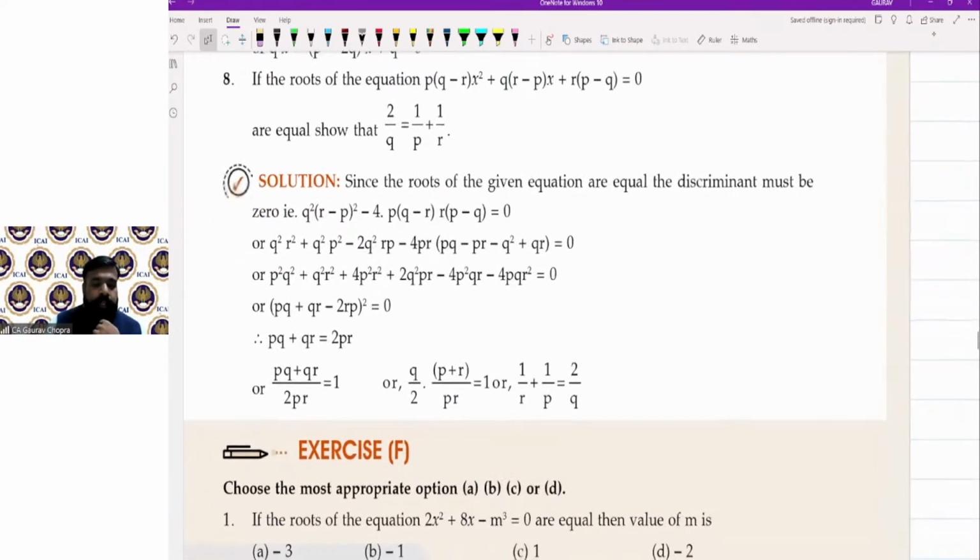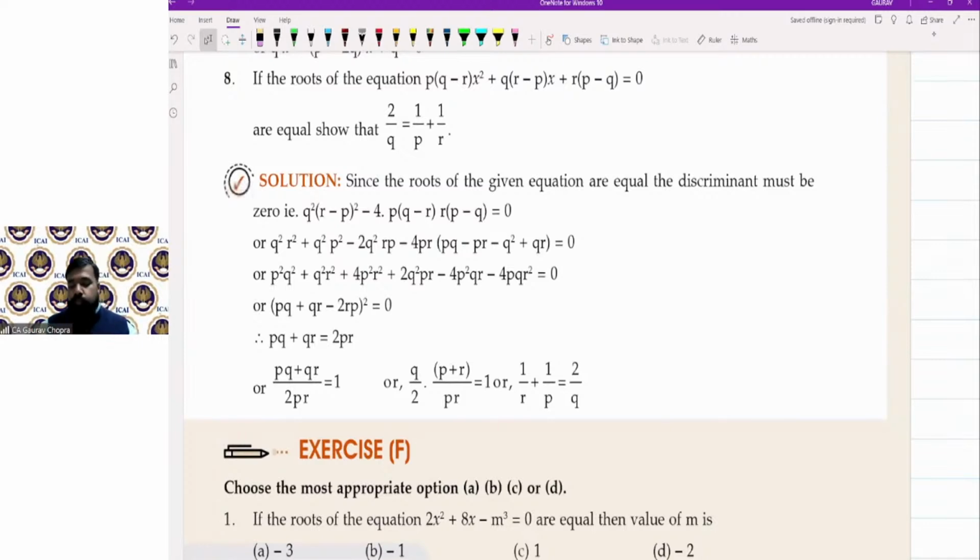Then let's try the 8th one. If the roots of the equation are equal, then show that this is equal to this. So given is one equation, but here it is given in the format of PQR. Numbers are not given, it is in the form of PQR.